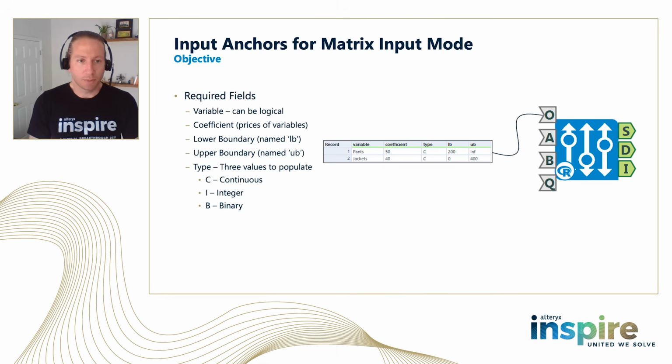So in our example, we have 2 rows because we have 2 variables. We have pants and jackets. We have a column for our coefficients. That's the price for our pants, the price for our jackets. We have the type. The type is whether it's continuous, integer, or binary. And you just use the first letter of each of those words to tell the tool which type it is.